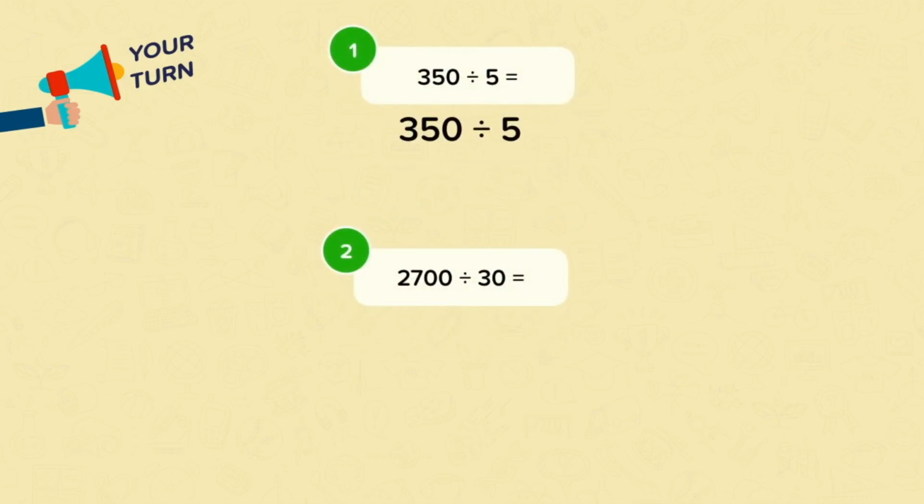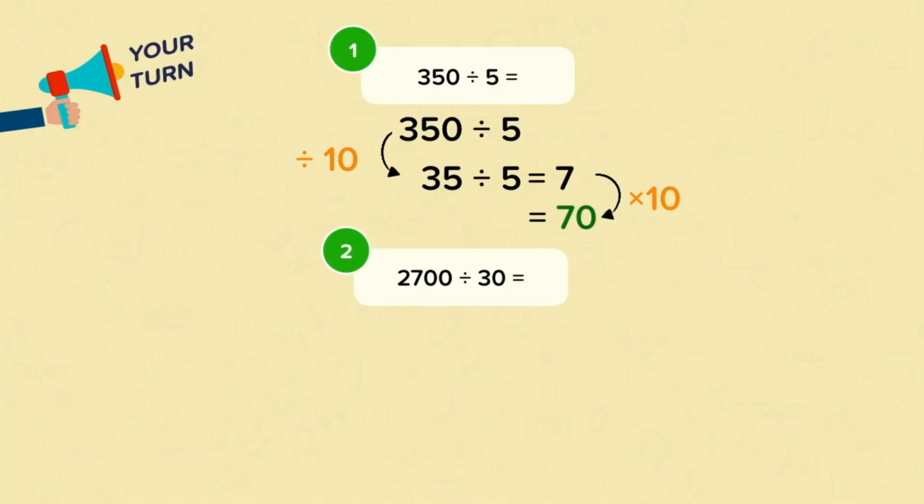For the first question, we can see that 350 is a multiple of 10, but 5 is not. So you should have divided 350 by 10 to get 35, giving a new calculation of 35 divided by 5 equals 7. As you divided only the dividend, you need to multiply the answer by 10. So well done if you did 7 times 10 to get 70. 350 divided by 5 equals 70.